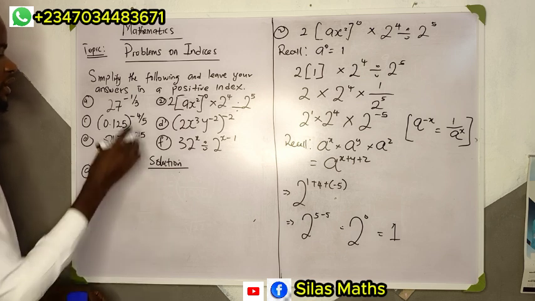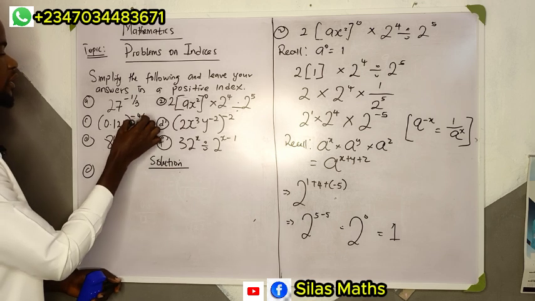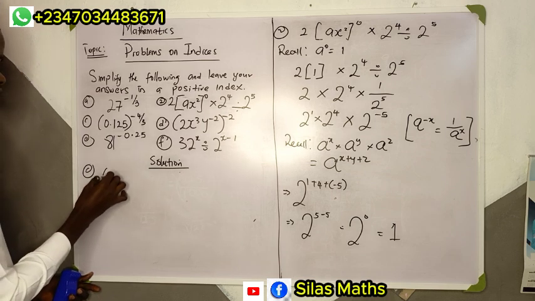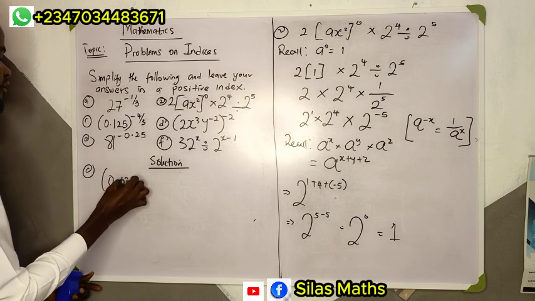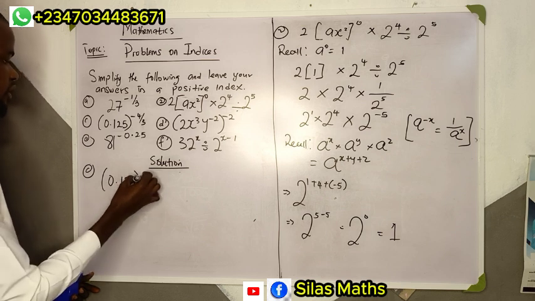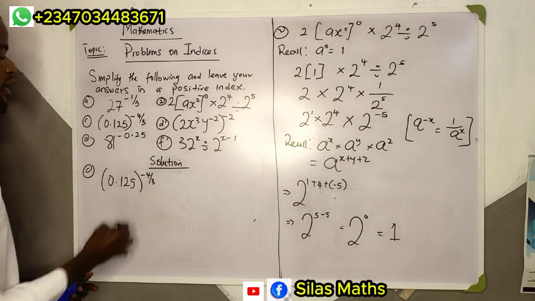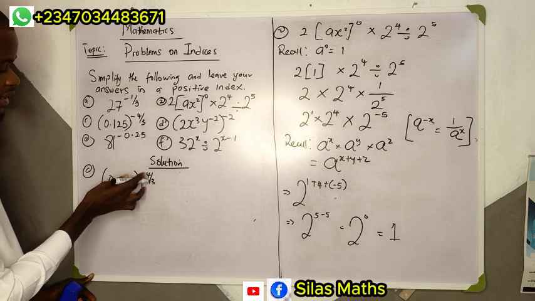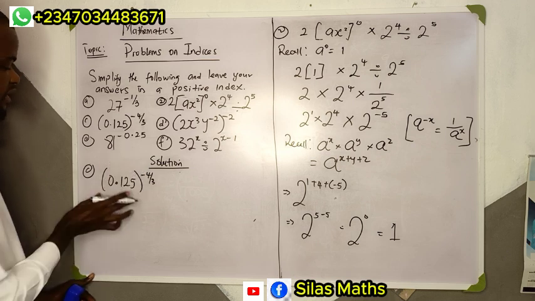0.125 all raised to power. This should be all over 3, not over 5. Okay, so let's go ahead and solve that. We have 0.125 all to the power of negative 4 over 3. And to remove this negative power, we need to take the reciprocal of this.